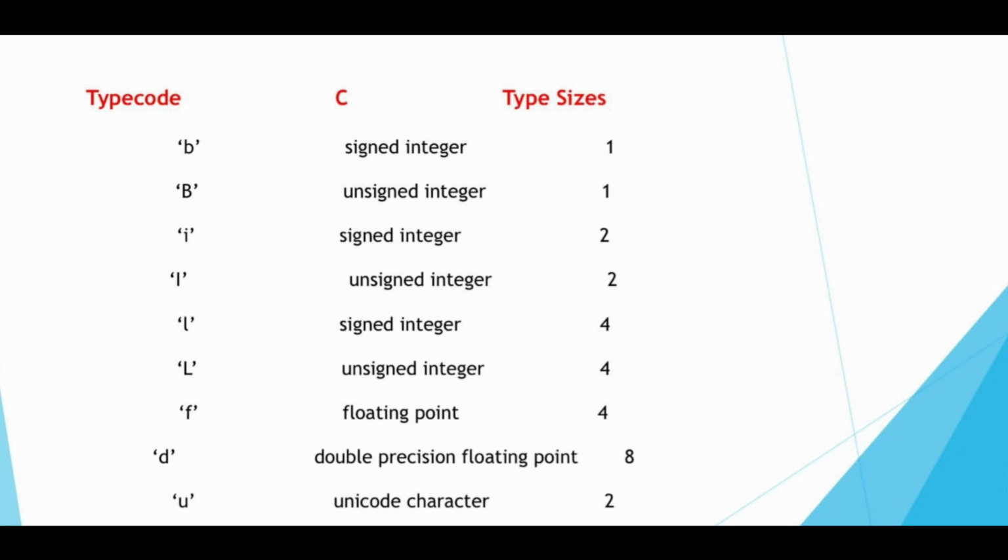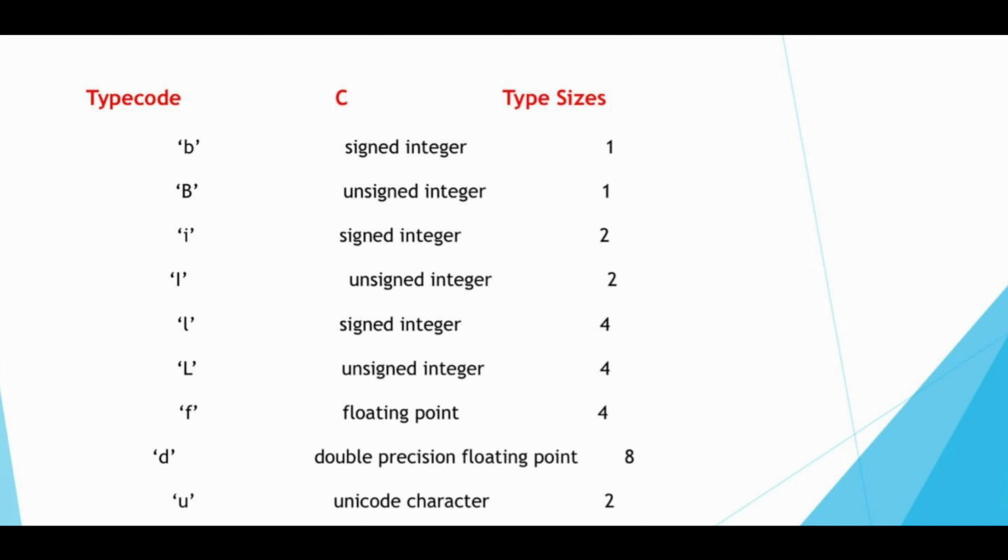And the other one, small l. It is a signed integer. It allocates the memory of 4 bytes. Capital L. It is an unsigned integer. It allocates the memory of 4 bytes. The next one, small f. Basically, small f means it is a floating point. It allocates the memory of 4 bytes.